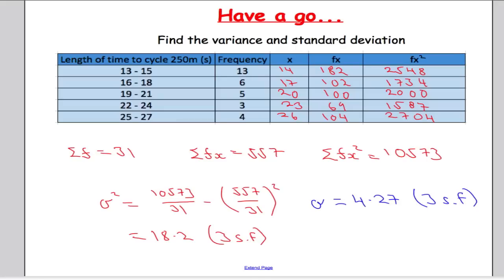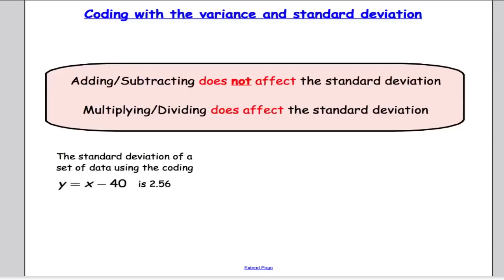Okay, just one more thing before we finish up here, and that's just to do with coding. So we could have to code as well to find standard deviations or variance. You do the same thing as you do before. You transform all the numbers using the code, and then you just use the formula as usual. Now, a couple of things to note is that adding and subtracting does not affect the standard deviation, whereas multiplying and dividing does affect the standard deviation. So these are two things that you will need to know.